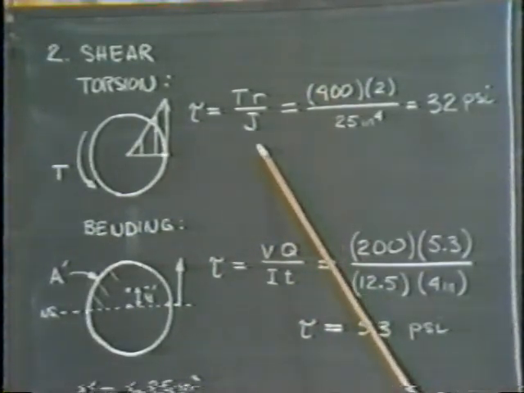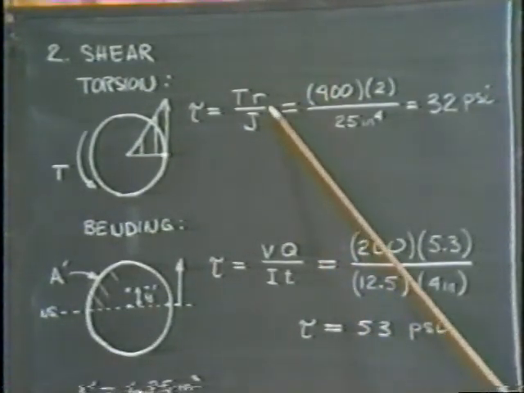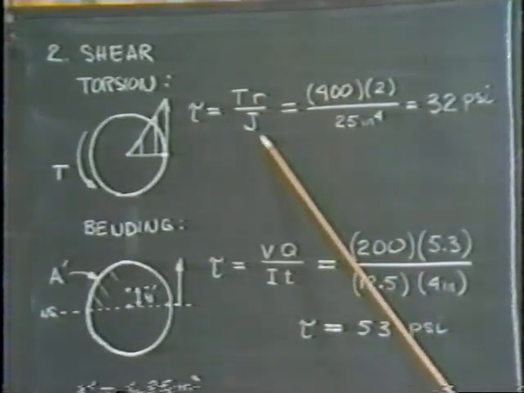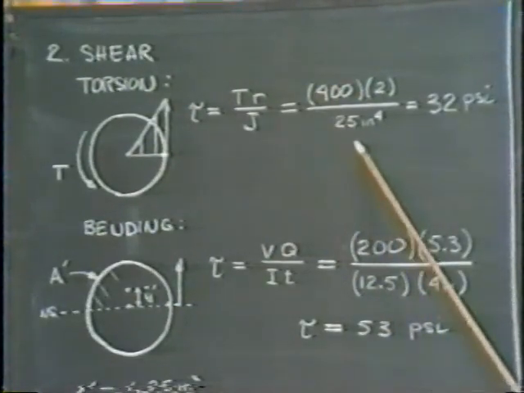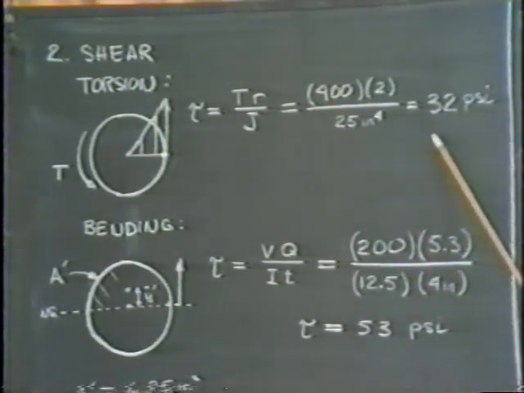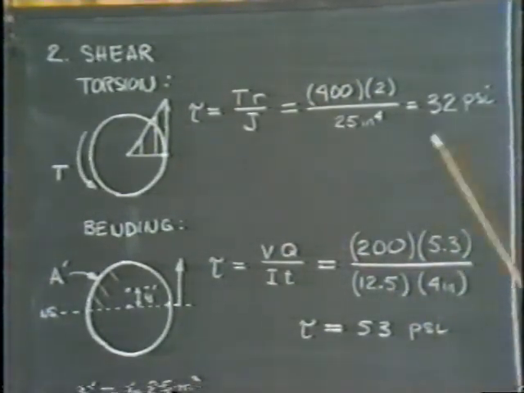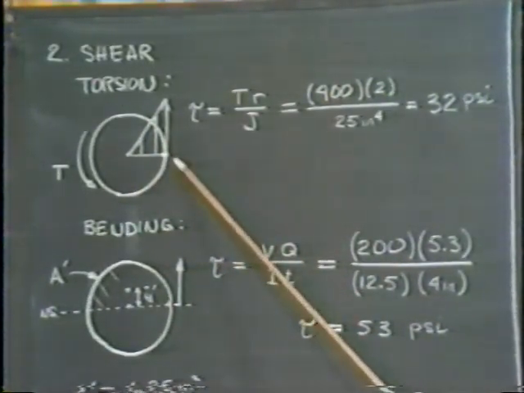We found that it was equal to the internal applied torque T times R. This time I've substituted R for rho since we're dealing strictly with the outside surface, divided by J. J is a cross-sectional property. It turns out to be 25 inches to the fourth. Putting in the appropriate numbers here, I find that due to torsion only, we have 32 pounds per square inch. And this would be at the outside surface of our shaft, or our beam. It'll help me to remember that this is distributed upwards on this portion of our beam.